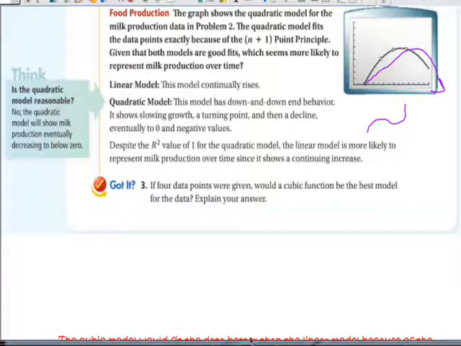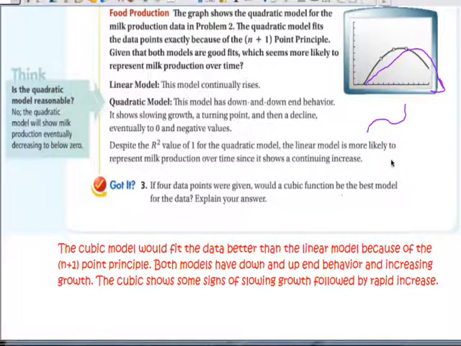All right, so here's what I said. I said that the cubic model would fit the data better than the linear model because of the point principle. Both models have down and up end behavior, so they both make sense as far as that goes, and they both have increasing growth. The cubic model would show some signs of a slowing growth followed by a rapid increase. That could have to do with changes in technology or industry or things like that. So both of them are pretty good. The cubic model would fit the data better, though, because of the point principle. You might not have exactly what I put, but something along the lines of the cubic model would be better, but they're both good models.